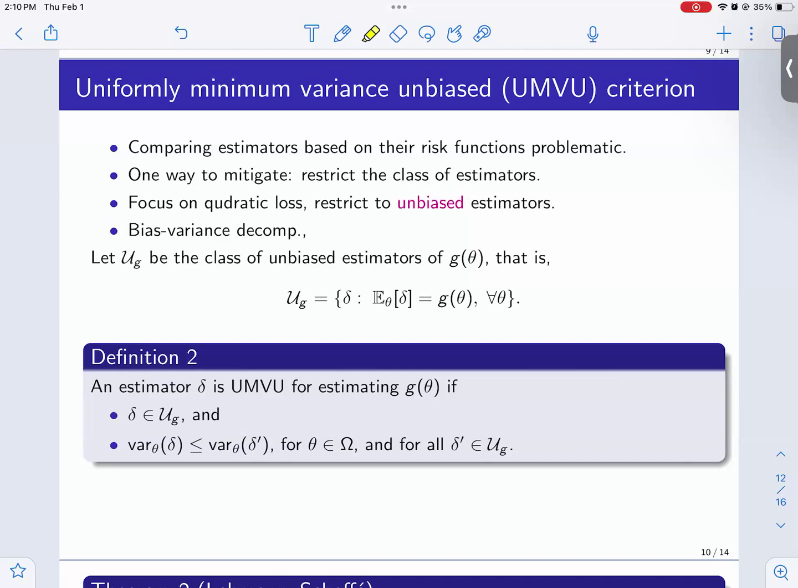So especially we'll focus on quadratic loss, for which you know that the risk has the bias-variance decomposition. And we're going to restrict also to the class of unbiased estimators. So we set the bias to 0. And then ask if it's possible to get uniform domination among these classes. So is there an estimator that uniformly dominates all the other ones within this class of unbiased estimators? So that's what we want to do.